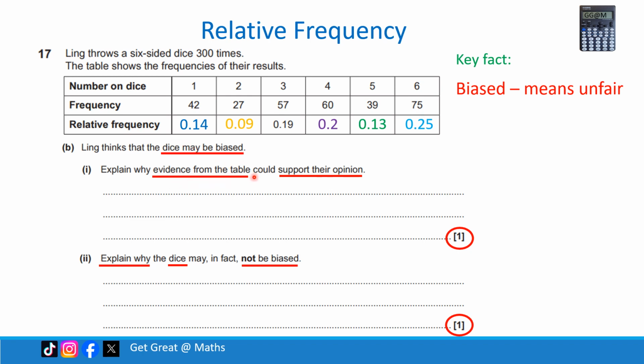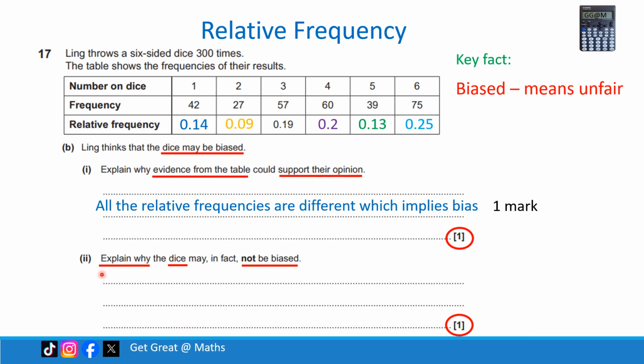Now the key bit for this is the table. So we're taking evidence from the table and we're looking at the relative frequency from the table. These values here at the bottom are our relative frequency. Now remember, the relative frequency was calculated by doing our frequency divided by the number of times the dice was rolled. Now you would expect all these relative frequencies to be exactly the same if the dice was fair. But all these values down here are different. So because all the relative frequencies are different, it implies we have got bias. And that will give you 1 mark for part 1.